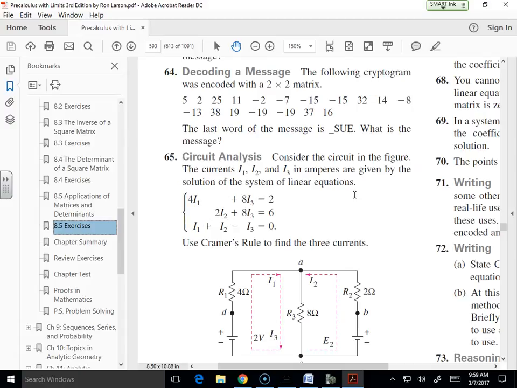Right, you guys ready to go look at the problem? Let's see what's going on and why you didn't like it. I need to unfreeze. Here we go. 64. The following cryptogram was encoded with a 2x2 matrix. And they give you a list of numbers. The last word of the message is Sue. They gave you the very end of the message only.